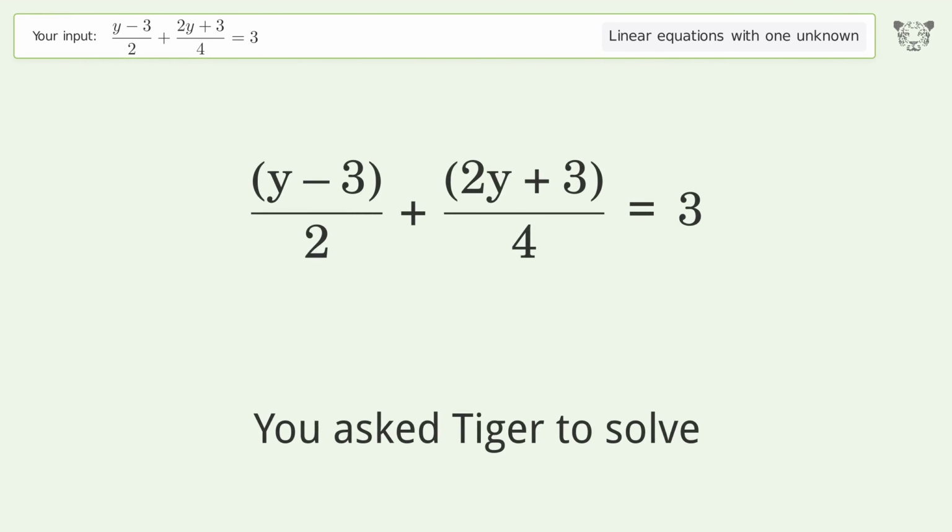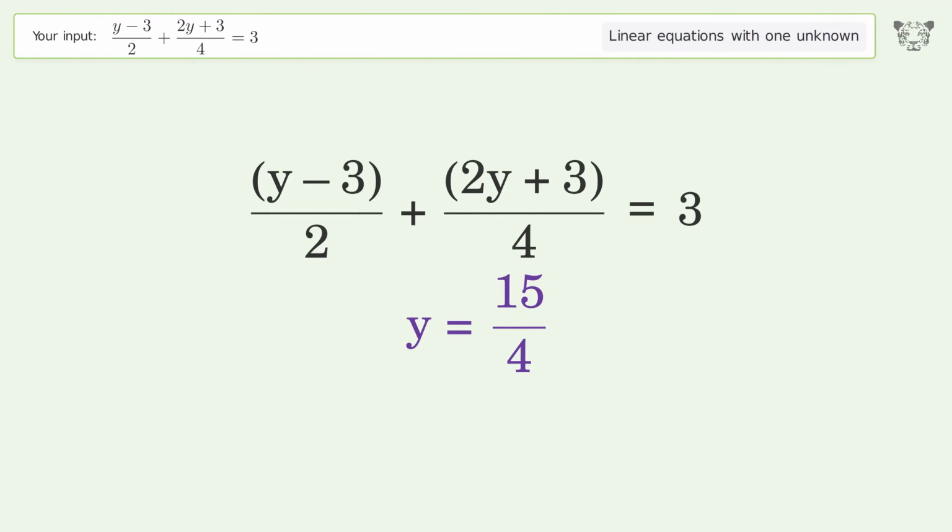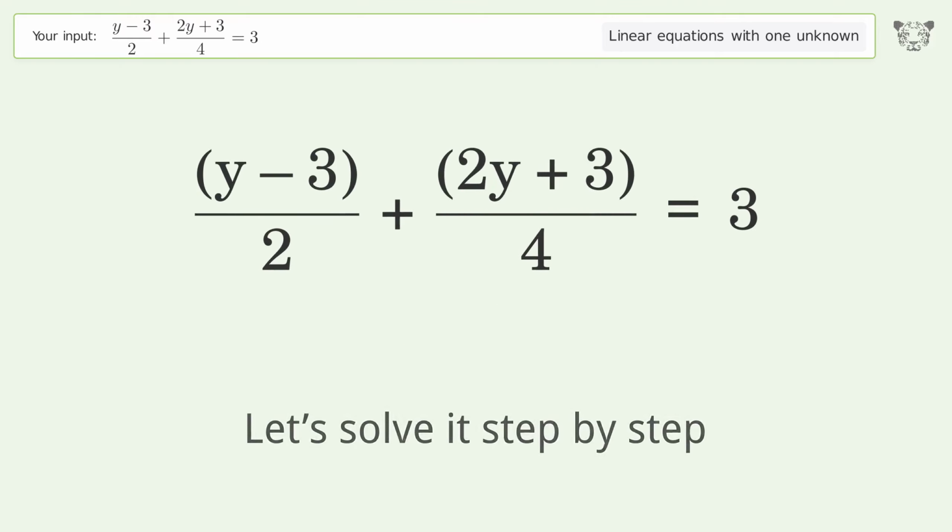You ask Tiger to solve. This deals with linear equations with one unknown. The final result is y equals 15/4. Let's solve it step by step.